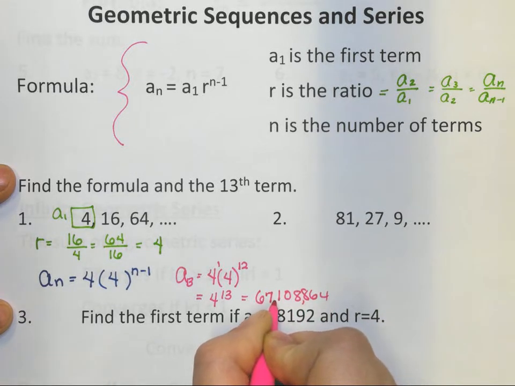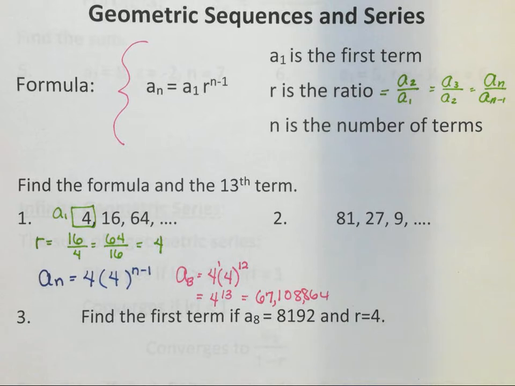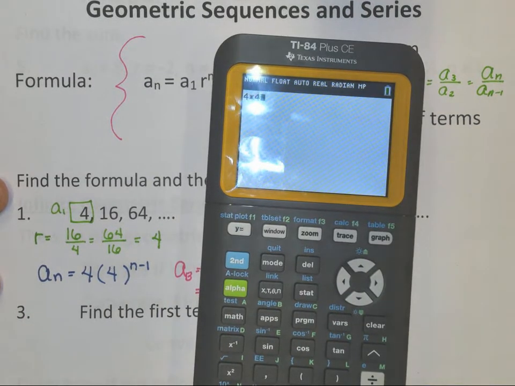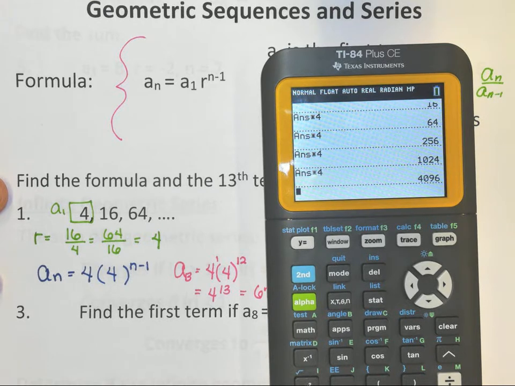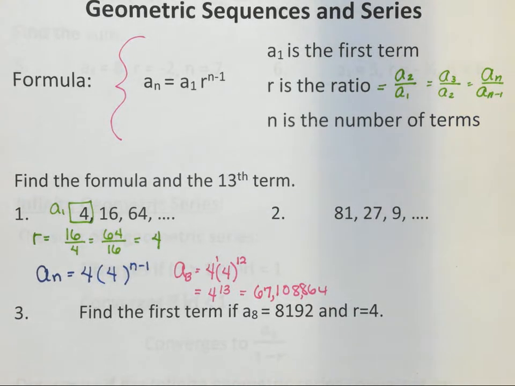All right, so that is 67,108,864. Why is it so large? Because you're constantly timesing by 4. So 4 times 4 is 16, times 4, times 4. You see how quickly that grows? That's why it's big. This is called geometric growth or exponential, because you're constantly multiplying by something rather than adding the same constant term. Okay? And we'll see what those graphs look like in a second.